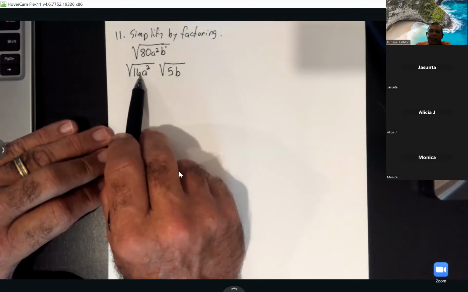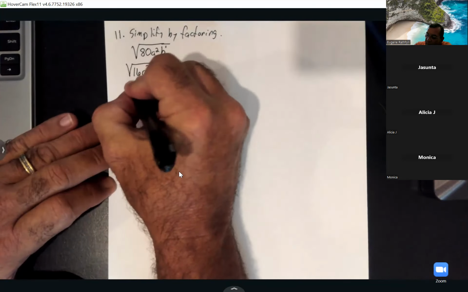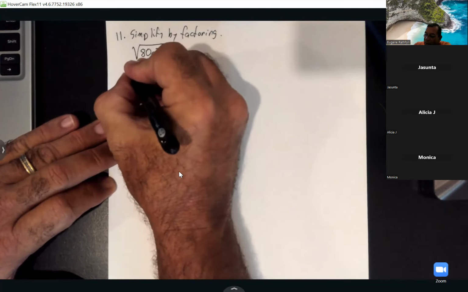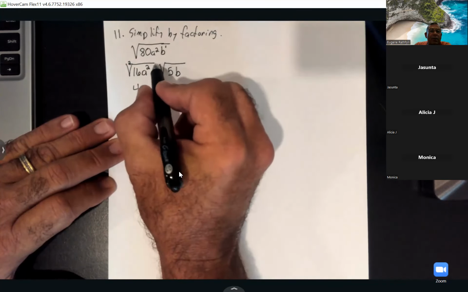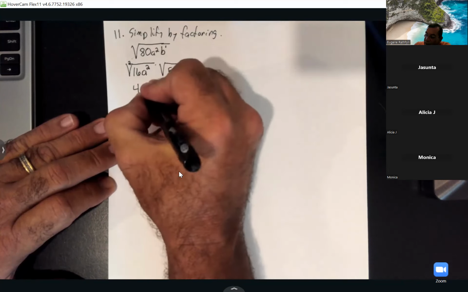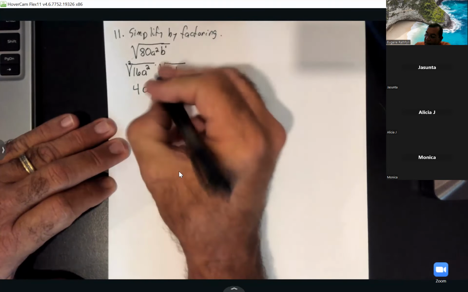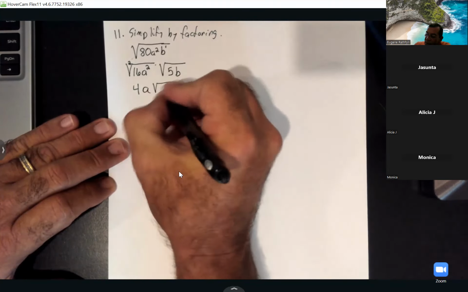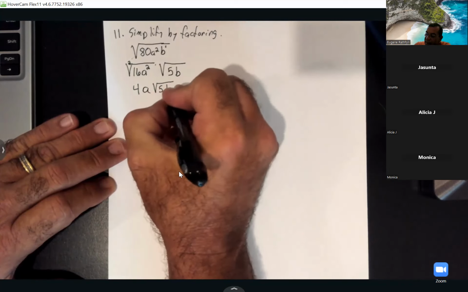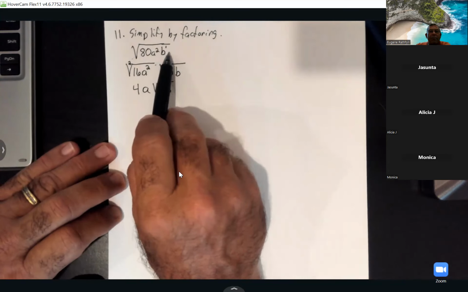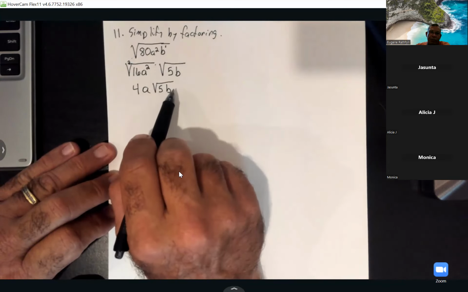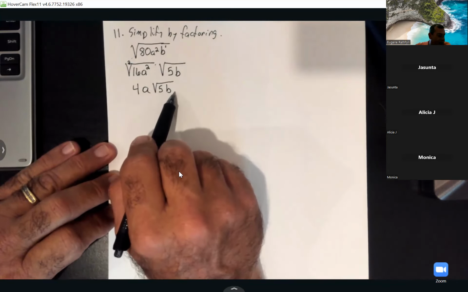So the square root of 16 gives me a 4. Remember, on the variable, I'm going to divide the exponent by the index. 2 divided by 2 gives me 1, so that comes out as 1a. And then I still have a square root of 5b. So if you have an odd exponent, you will have leftovers under that radical, okay?